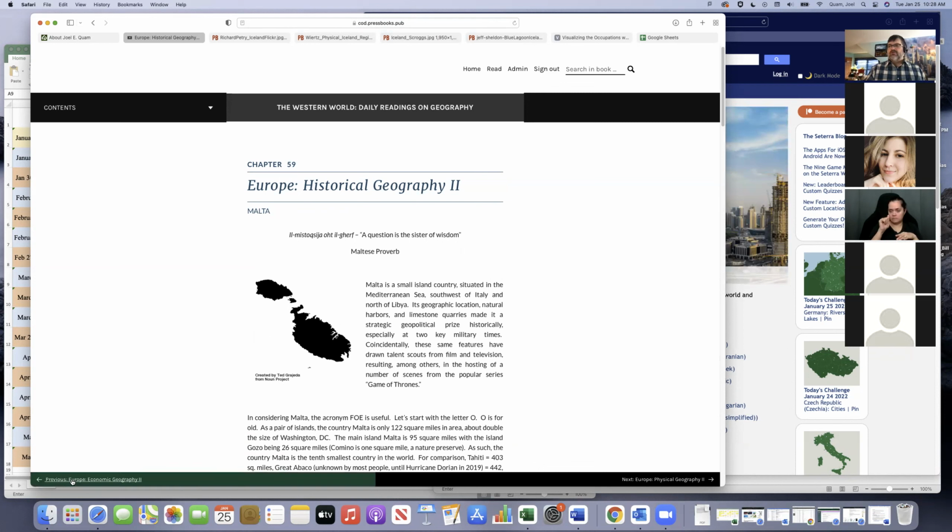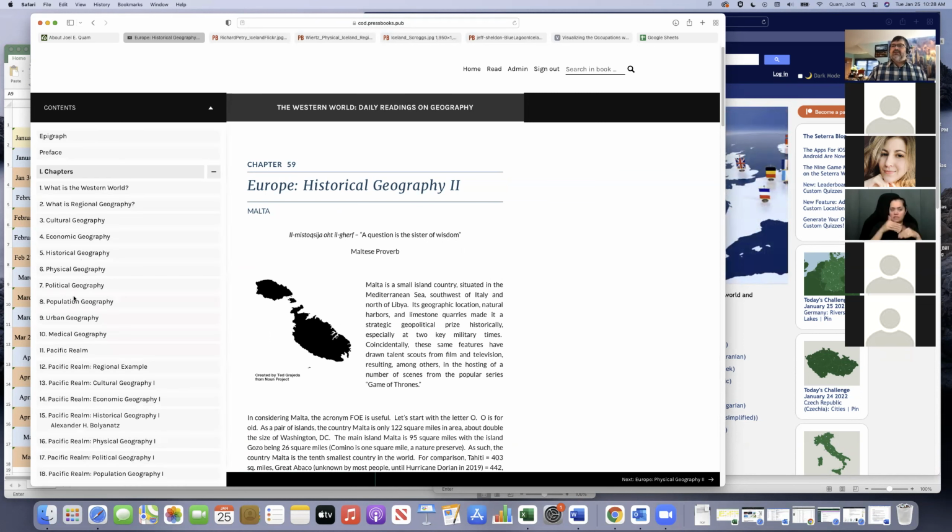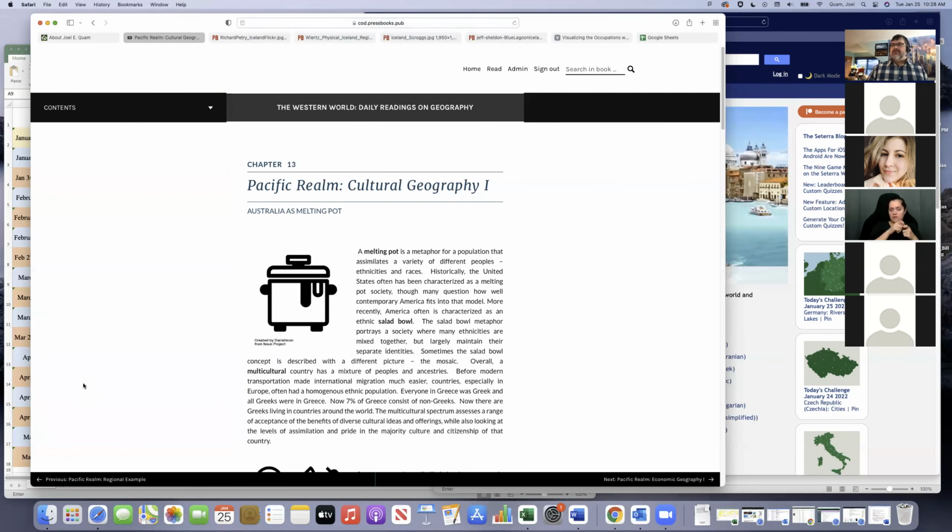So historical geography. All right, so we can move around one page at a time that way, or we can go back to contents at any point, right? And click on any particular one that we want. So here's Pacific Realm Cultural Geography 1, Australia as a melting pot. Okay, so I'm glad that site came back up so that we could see that.